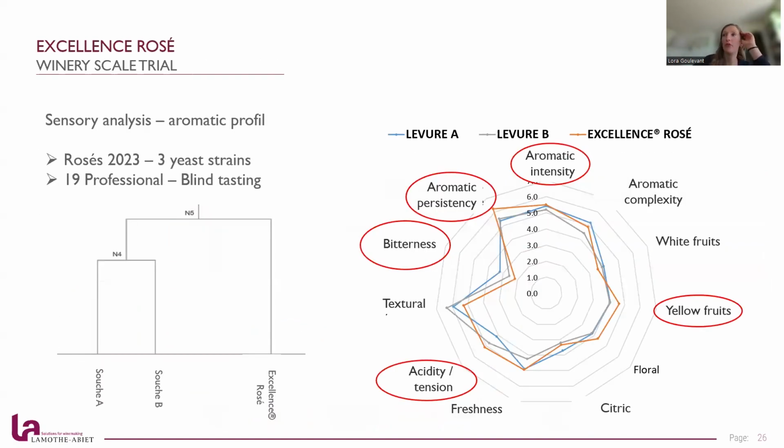So then we wanted to compare it through a blind tasting panel, and we see that the Excellence Rosé has more aromatic intensity, less bitterness, and in terms of acidity and tension, it's higher too, because it's not written here, but the Excellence Rosé does preserve more malic acid. So there is more malic acid preserved after the end of the fermentation. So the wines are a little bit more crispy. There is more tension, acidity, and aromas complexity.